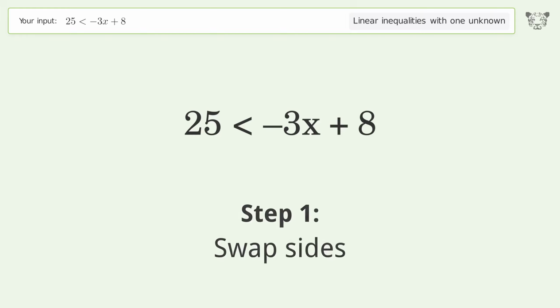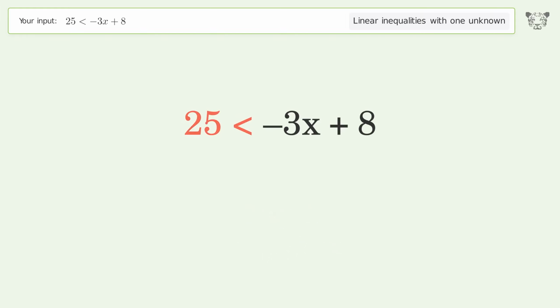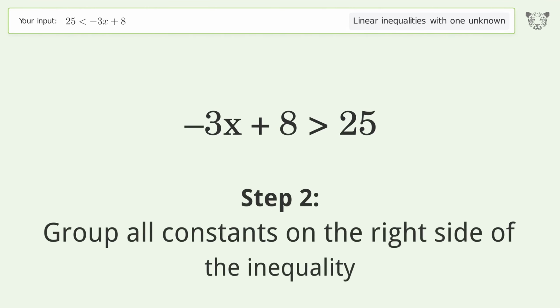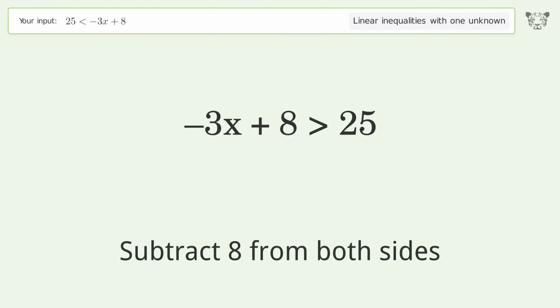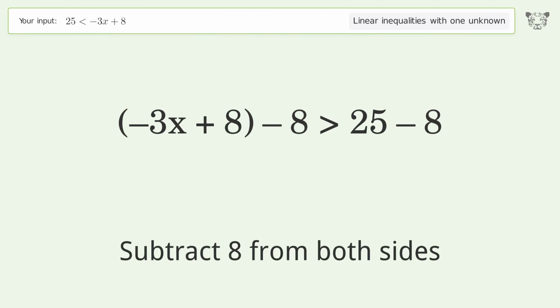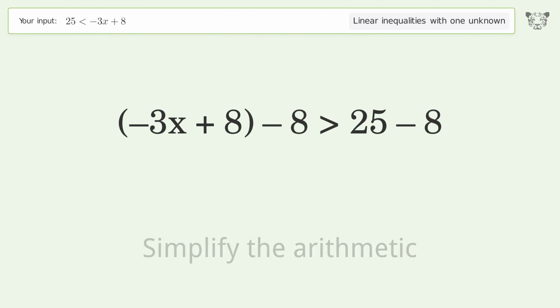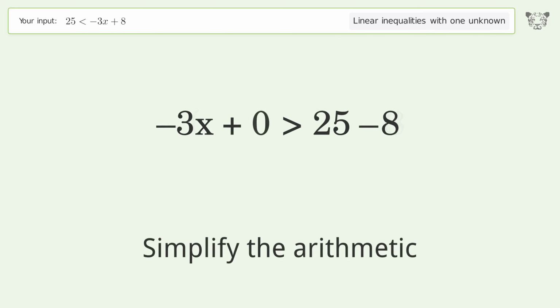Swap sides. Group all constants on the right side of the inequality. Subtract 8 from both sides. Simplify the arithmetic.